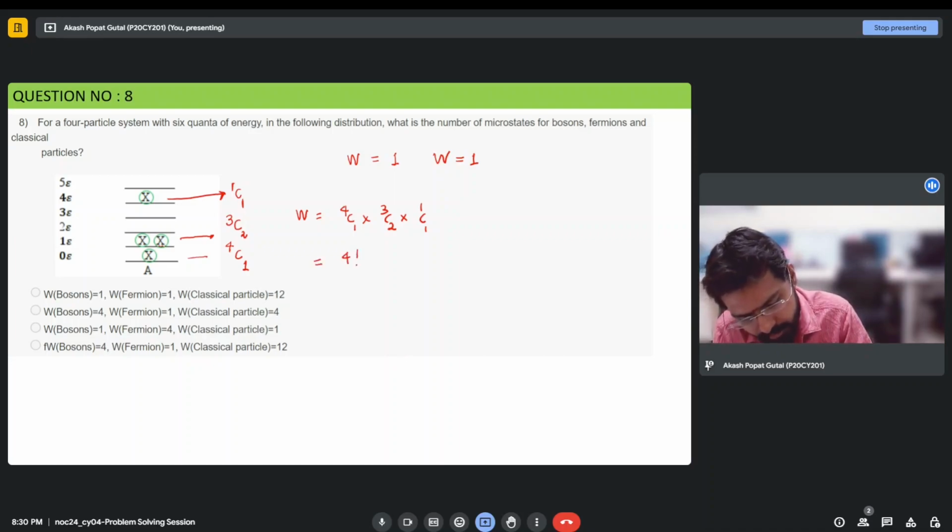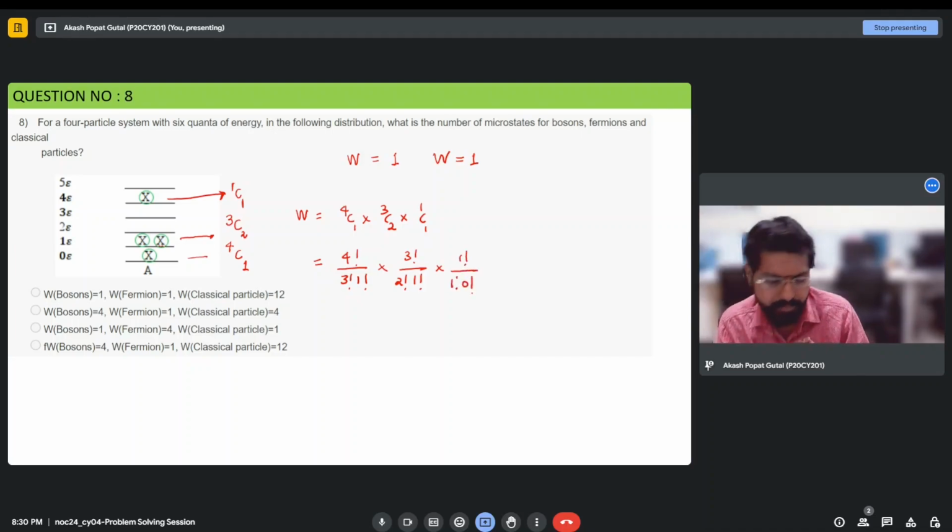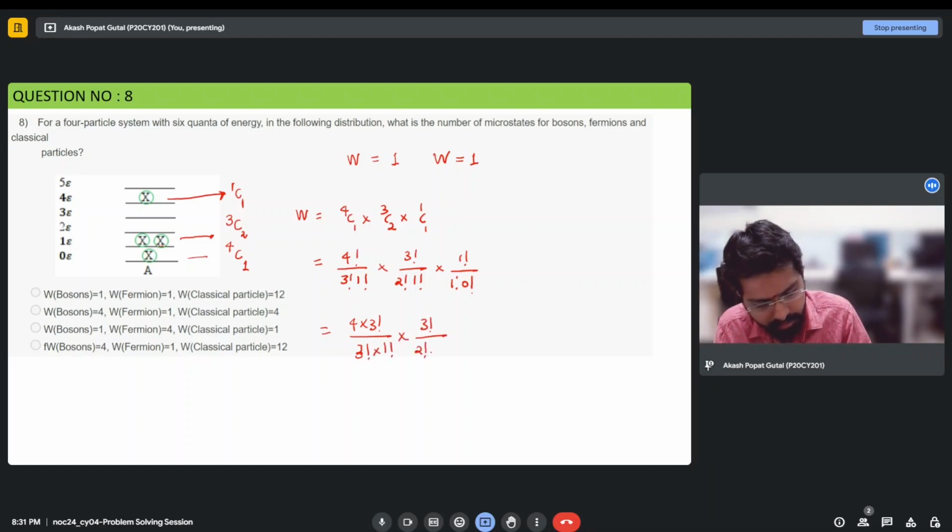So the combination will be 4 factorial divided by 3 factorial into 1 factorial, cross 3 factorial divided by 2 factorial into 1 factorial, cross 1 factorial divided by 1 factorial into 0 factorial, which is nothing but 1. So 4 factorial cross 3 factorial over 3 factorial 1 factorial, cross 3 factorial divided by 2 factorial, into 1 factorial, into 1. So this will be cancelled. We will have 4 cross 3 cross 1, which is nothing but 12. And the answer will be option number first.